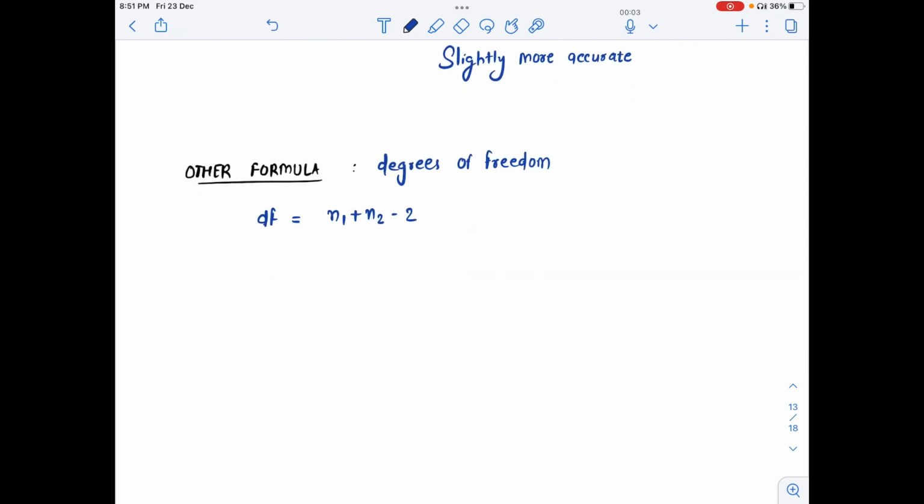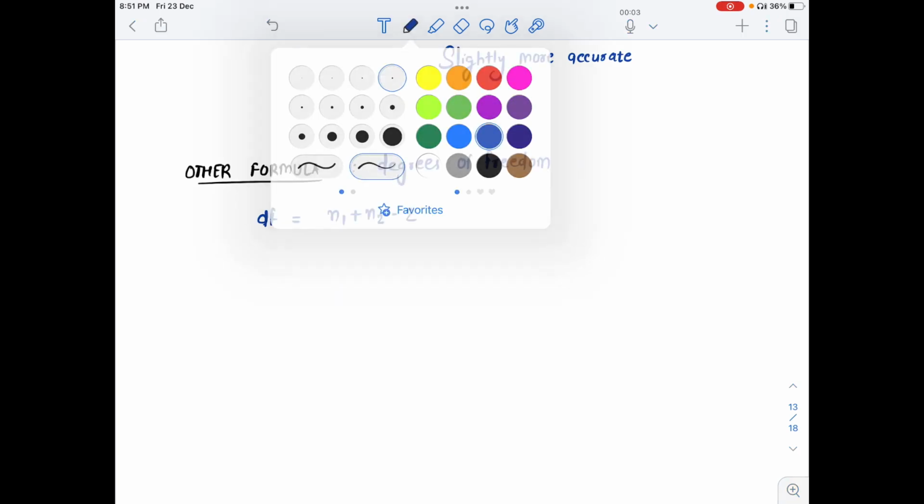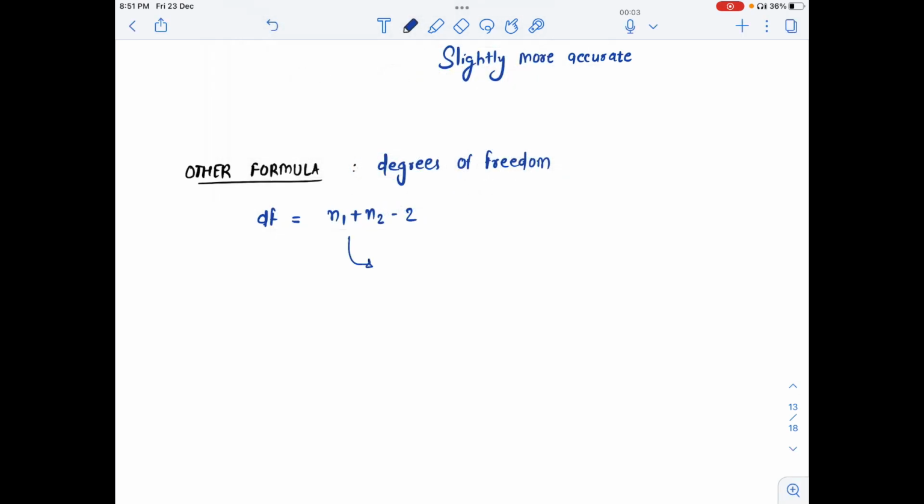Now the other formula, the degree of freedom, as you can imagine, is derived from the normal degree of freedom, which is n minus 1, right? Because we have two samples, n1 minus 1 and n2 minus 1 together, this will be like this.